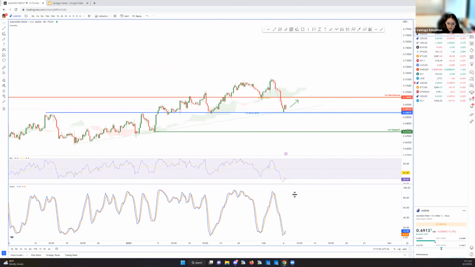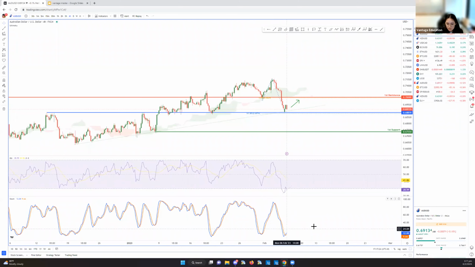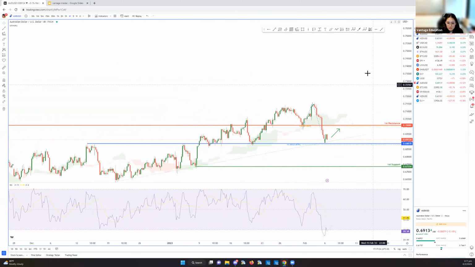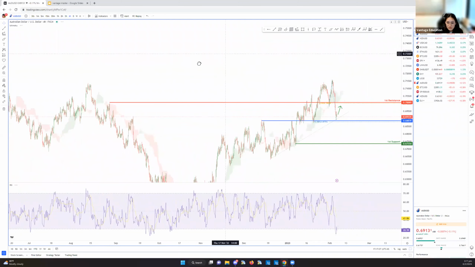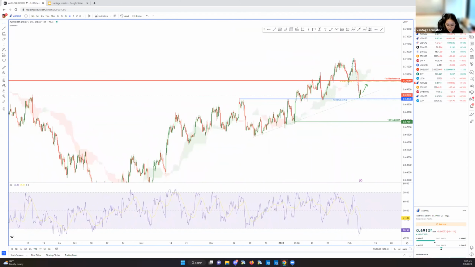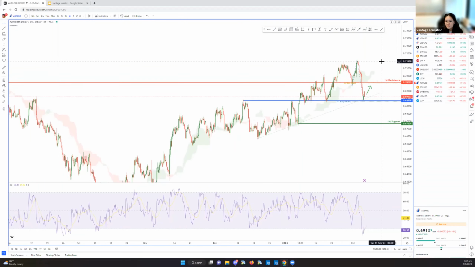So let's take a look at stochastic. In this case, stochastic isn't really telling us anything, so let's go ahead and remove that. Okay, so here's our overall analysis for AUD. If you have any questions, feel free to leave them in the chat. Okay, if there are no more questions, let's go ahead and move on to our next currency pair.